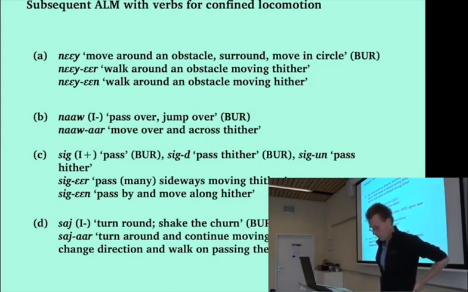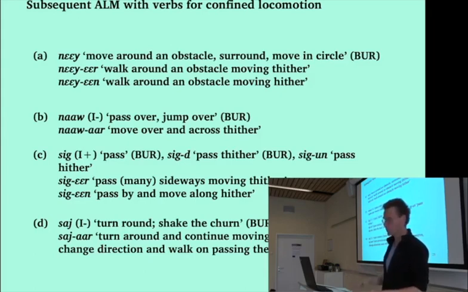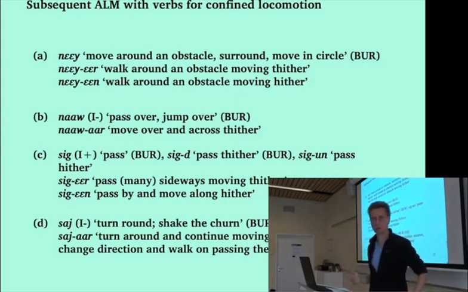In all these cases, ALM adds the notion of a continued locomotion subsequent to the core event, so denoting a complex locomotion with two distinct successive phases. There's first the locomotion event that they basically encode, which is limited to the vector defined in relation to the obstacle, and the added locomotion in the ALM suffix, as in neyer and neyen in 22a, shows that locomotion is continued after having passed the obstacle.